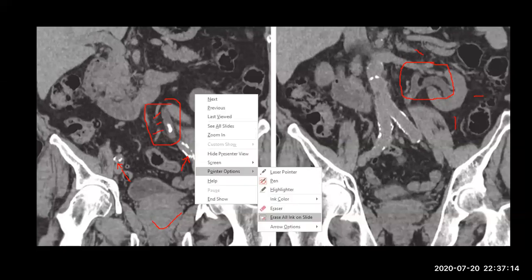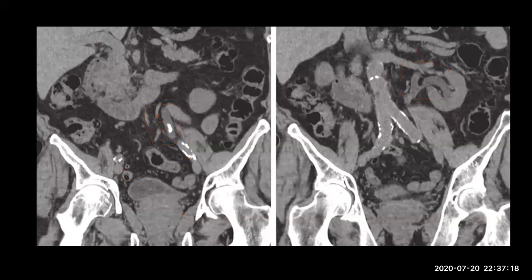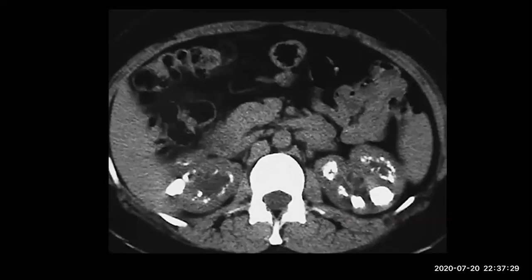Any question? So this is the left kidney with hydronephrotic changes and a stone in the left ureter. Okay. Next case. Today are simple cases.